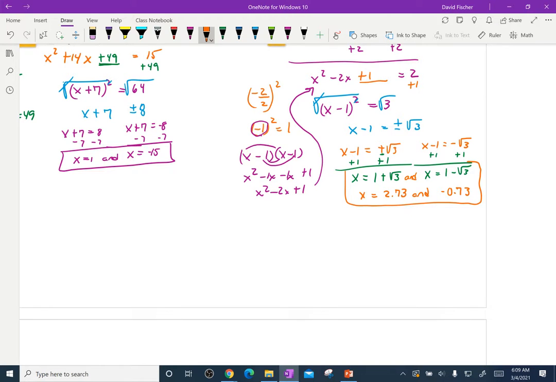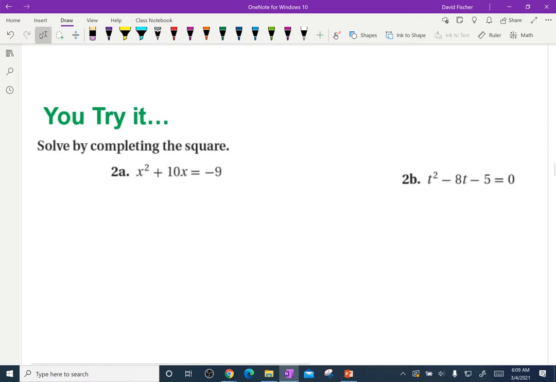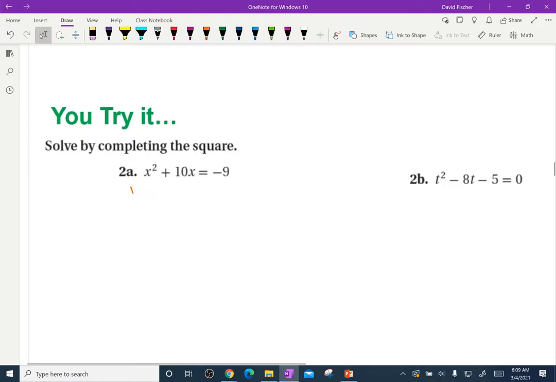Okay? All right, give these two a try. It's going to take a little bit of time. Look at your examples up above. Again, make sure when you rewrite this problem that you leave a space for making your perfect square, so that we can put a number in there to make it a perfect square. All right, pause your video and try those two, and let's see how we can do.